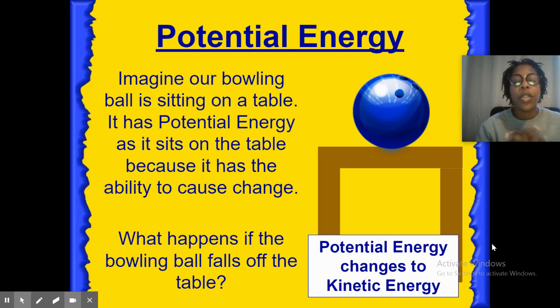It is stored. So what happens if the bowling ball falls off the table? If the table moves or you push the bowling ball, some force happens, a push or a pull, work is being done. That stored energy, that potential energy that was not moving, is now transformed into kinetic energy, which is energy in motion, because the ball is pushed off the table and the ball starts to move. It has motion. So potential energy can transform into kinetic energy. Kinetic energy can transform into potential energy.